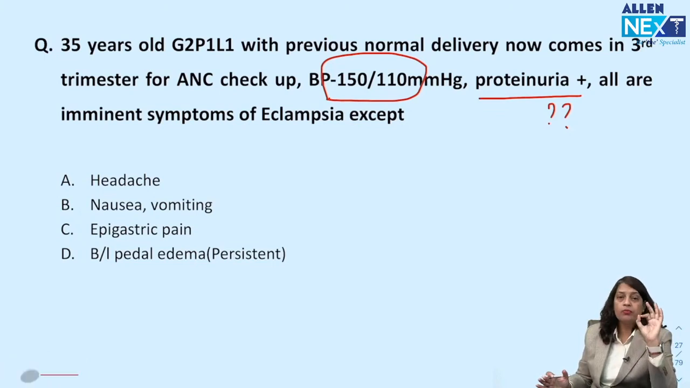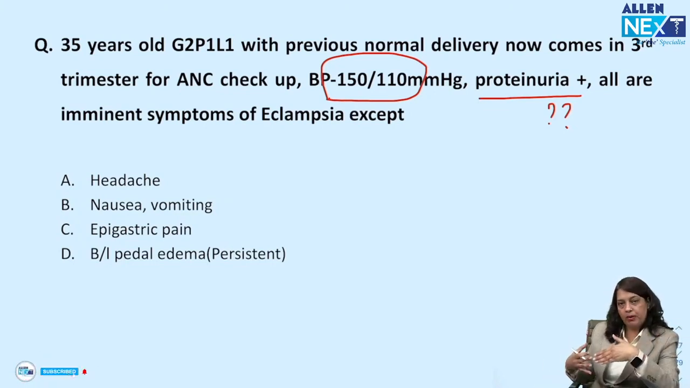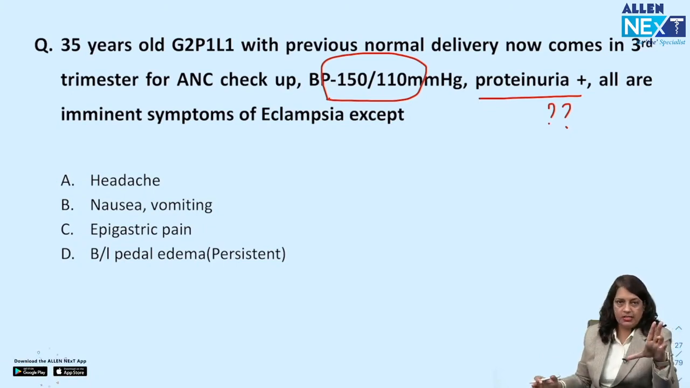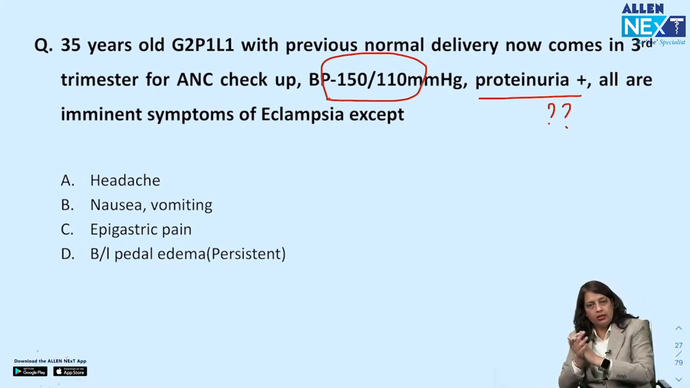And number two, it is the end organ damage. That is headache, which is a cerebral symptom, visual disturbances, that is blurring of vision. There can be epigastric pain. Okay, so all this is important. Plus the lab investigations of platelet count decreasing, LFT deranged, serum creatinine rising, peripheral smear shows hemolysis. These are the features of end organ damage.